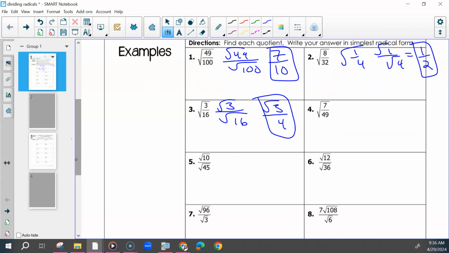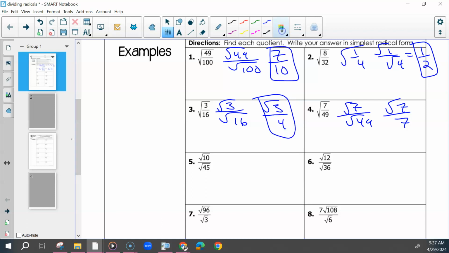Now, in 4, you could go about it one of two different ways. You'll get the same thing both ways, but one is more work. And then I'll show you how to do some of these. So let's say I wanted to separate it because I know 49 is a perfect square. Then the square root of 49 is 7. So this would just be the square root of 7 over 7. Done.